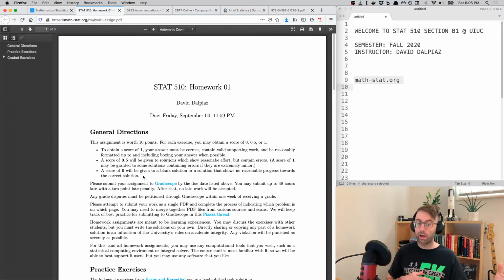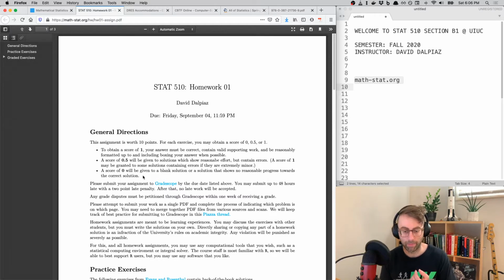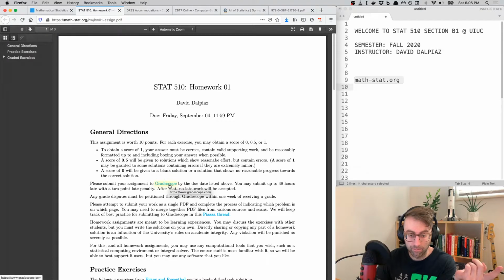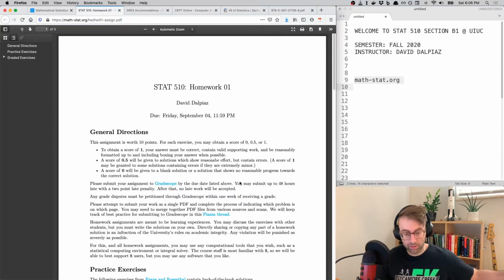On an exam, there'll be much more wiggle room for partial credit. Things will be worth many more points. But for the sake of homeworks, it's going to be this pretty cut and dry system. Like I said, we're going to submit to Gradescope. So homeworks will be due at 11:59 p.m. on Fridays, Champaign time. But you'll have the rest of the weekend to submit, so another 48 hours for a 2-point late penalty. And then after that, no late work.